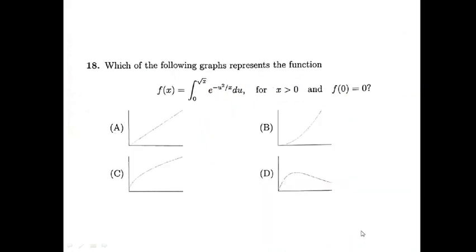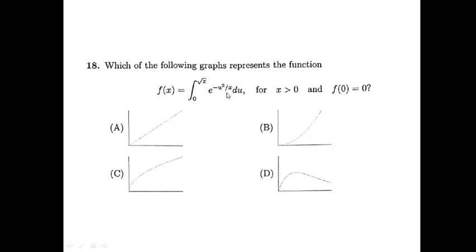Okay, thank you. Now moving on, which of the following graphs represent the function f of x equals integral 0 to root x of e power minus u square by x du for x greater than 0, and f of 0 equals 0. See, f of 0 is 0, in all the graphs f of 0 is 0.